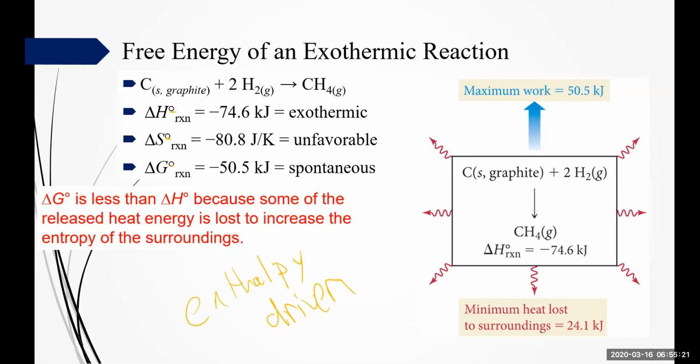And that's what's driving that process towards its spontaneity, compared to something where our delta S might be the positive one, being the one driving the process forward.